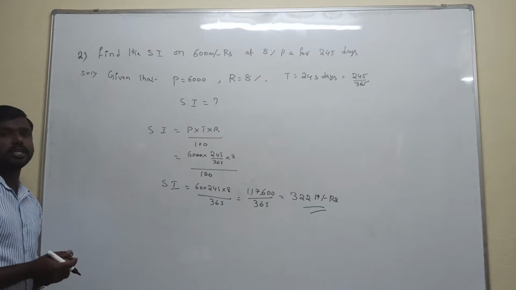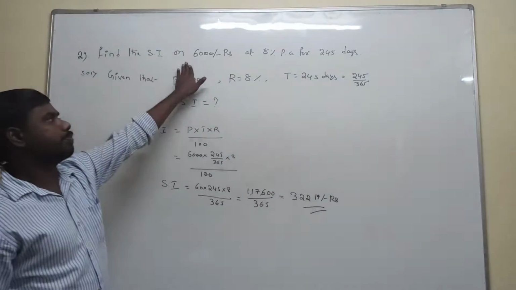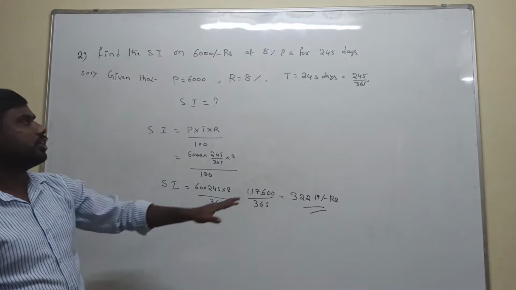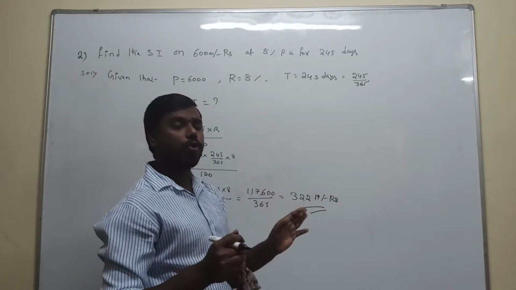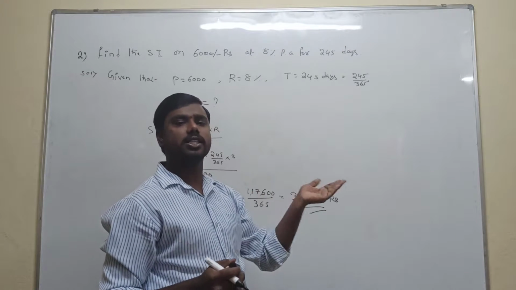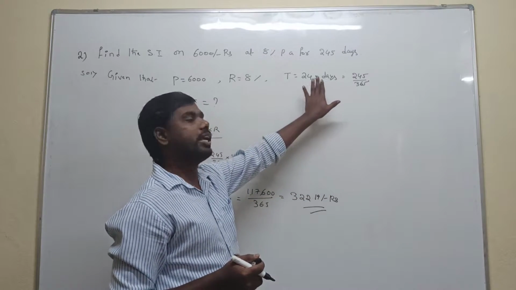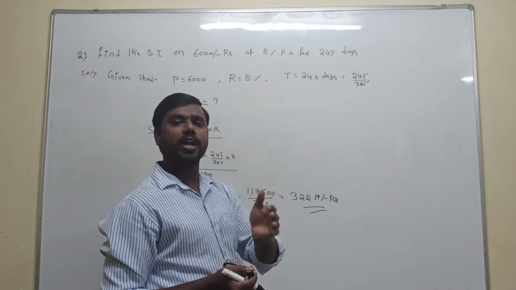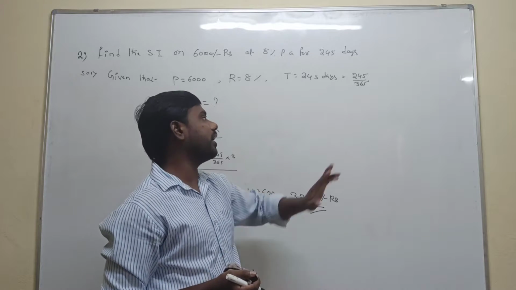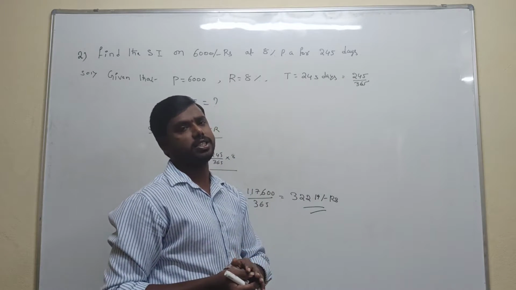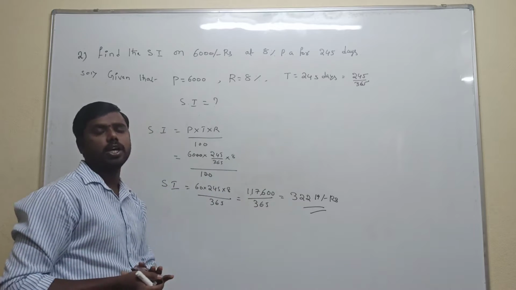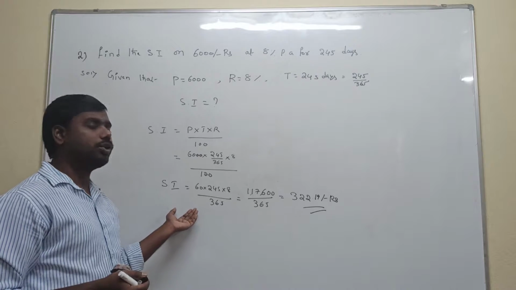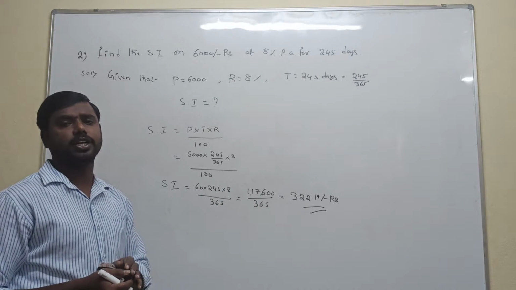Everyone understood? It is clear. Each and every value is given: principal, rate of interest, time. We need to calculate simple interest. This is important because we are calculating the simple interest per year, that's why the days are given and we convert days to years. How many days in one year? 365 days. So given days divided by 365 days is the time. Now we apply the simple interest formula, substitute the given values, and finally we get the required simple interest.